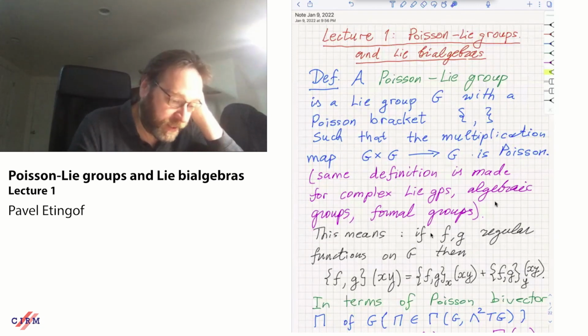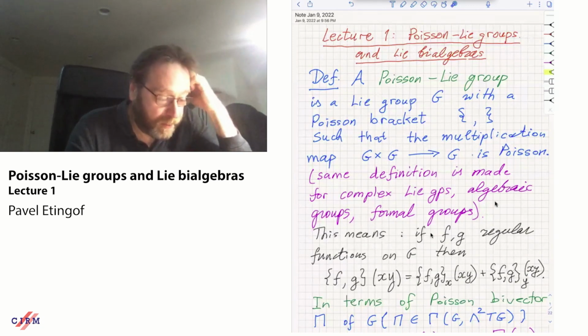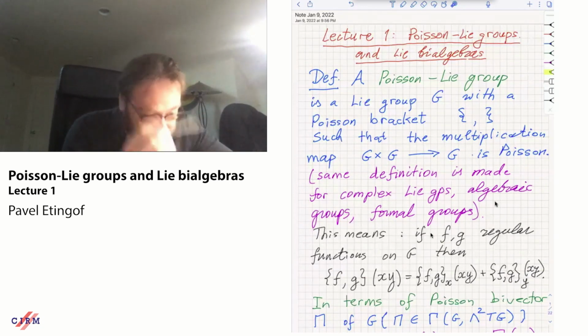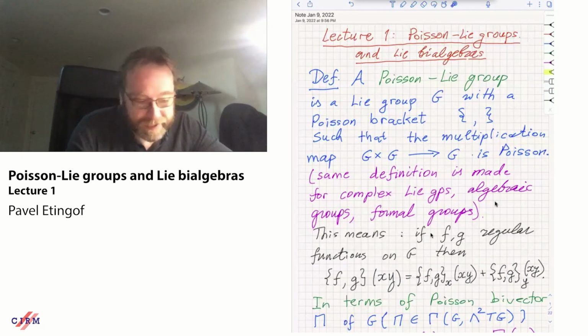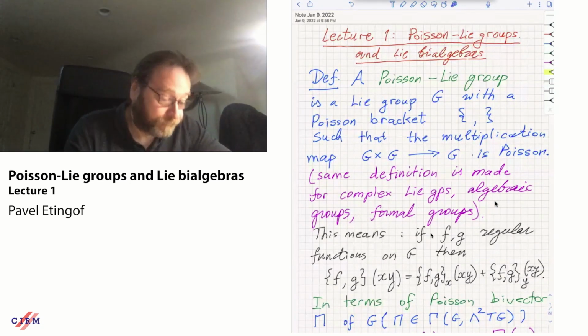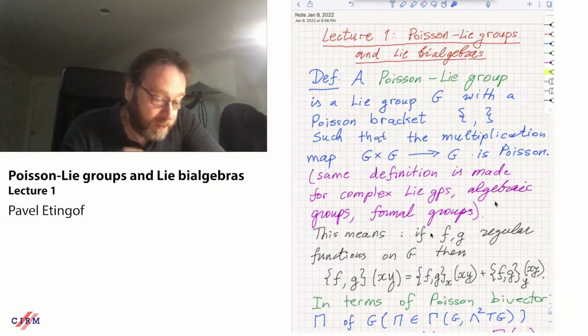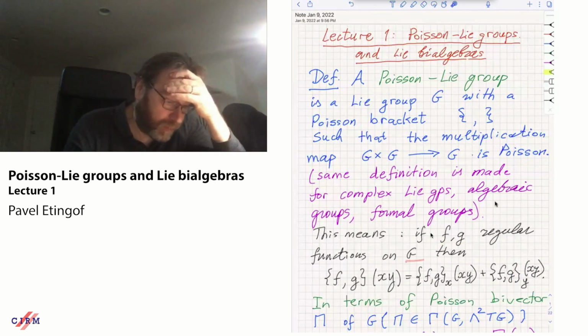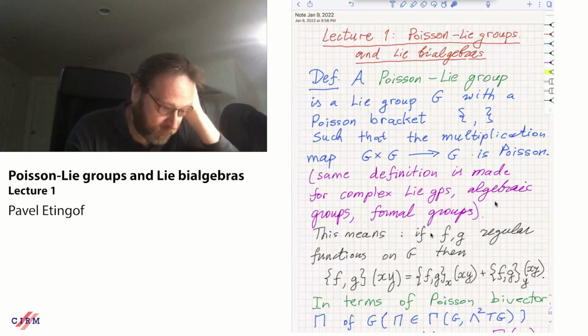So this is for real Lie groups, but we can make the same definition for complex Lie groups or algebraic groups or formal groups. In all of these categories, this notion makes sense. And for algebraic and formal groups, you of course can consider an arbitrary ground field. And so what does it mean in explicit terms? So this means that if you have two regular functions f and g on your group G, where regular means, whatever it means depending on the category in which you're working, smooth, complex analytic, algebraic, or formal.